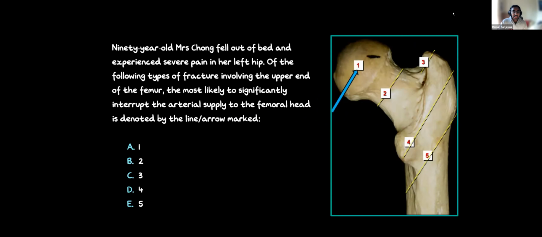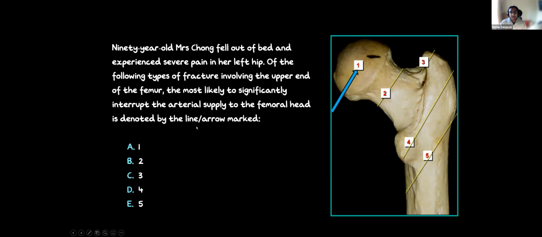All right, so we won't do this like a Kahoot. I'll give you a second just to familiarize yourself with the question. Maybe have a little bit of a go, but then we'll just have a chat about it. So, 90-year-old Mrs. Chong fell out of bed and experienced severe hip pain in her left hip. Of the following types of fracture involving the upper end of the femur, the most likely to significantly interrupt the arterial supply to the femoral head is denoted by the blue. Actually, you should pick a number.